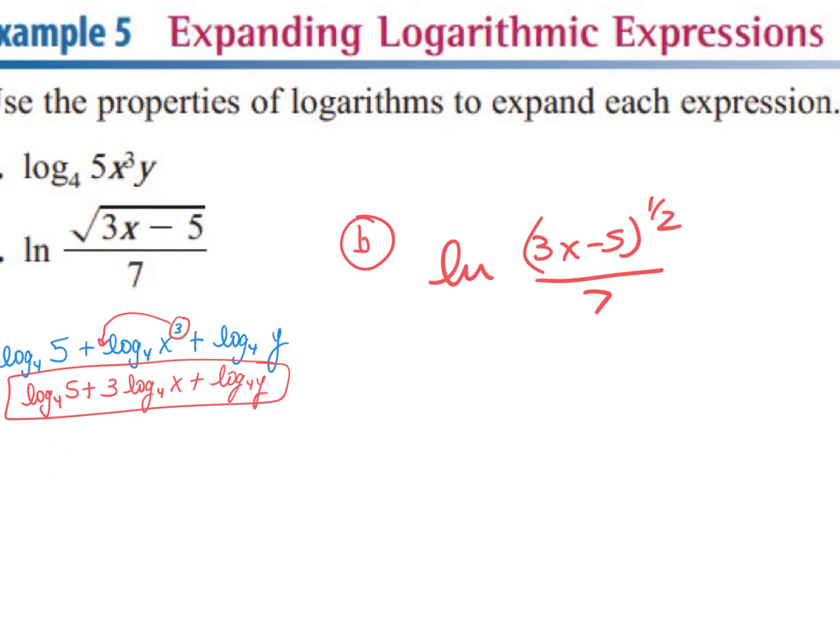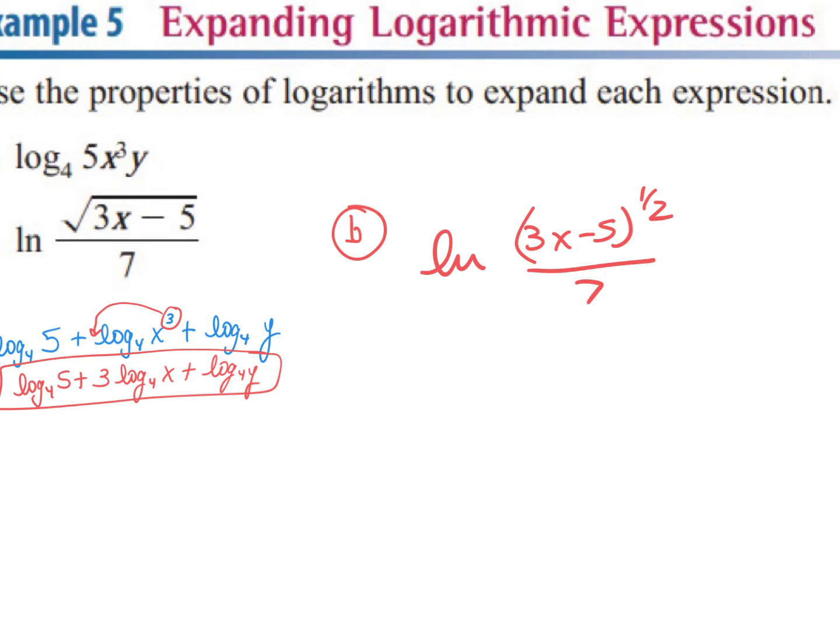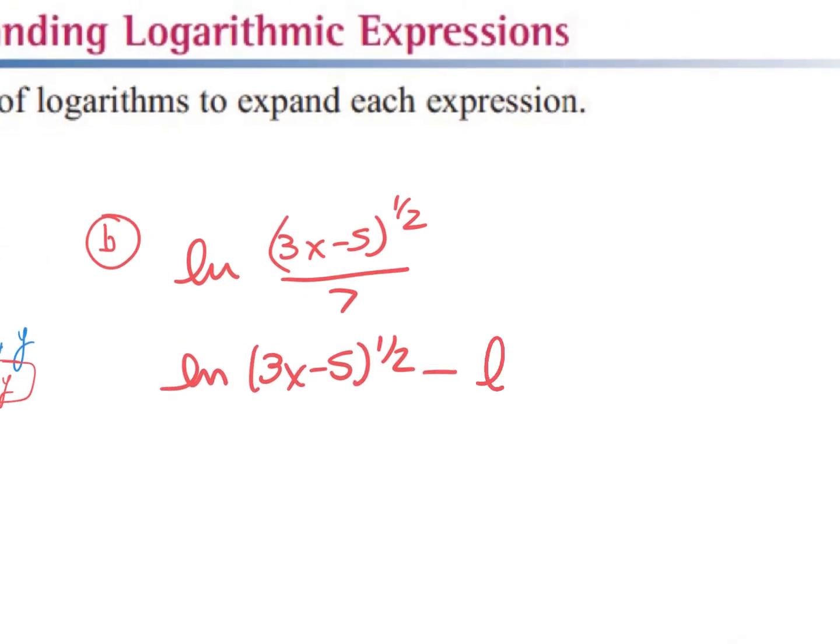So now you told me that you see division, right? Well, when we pull apart, everything gets its own log or natural log. And the way you see it is the way you write it. So numerator over denominator. I'm going to say the natural log of 3x minus 5 to the 1/2 minus the natural log of 7. Agreed? Yeah. Is there one more thing I can do to pull this apart even more?